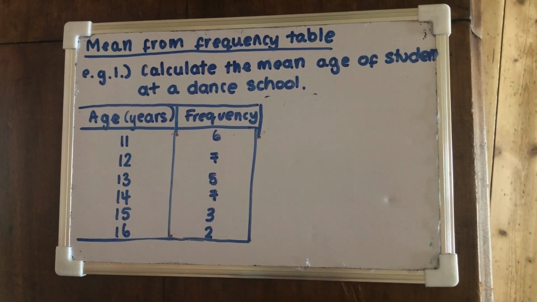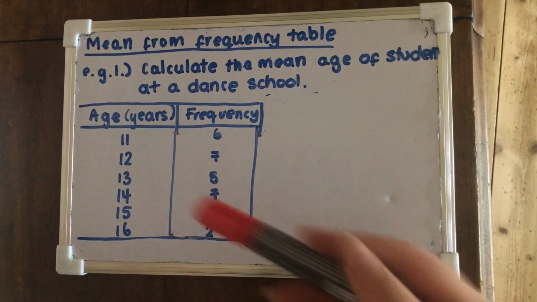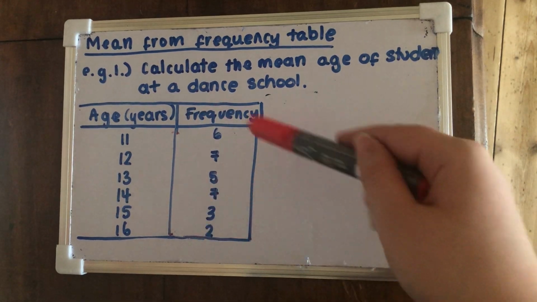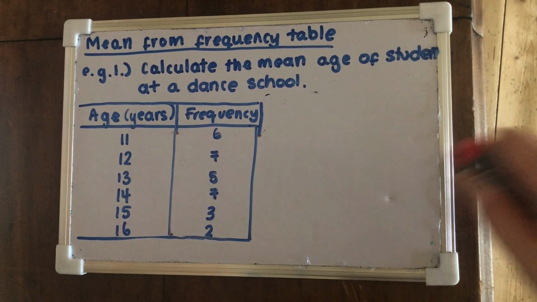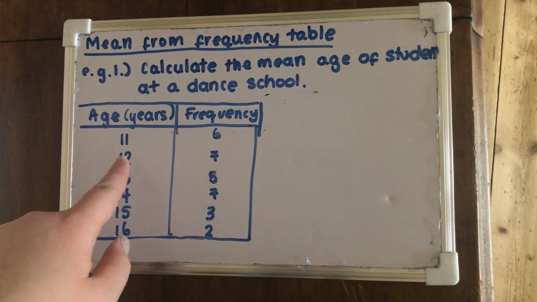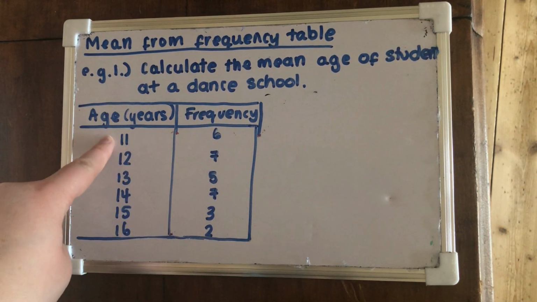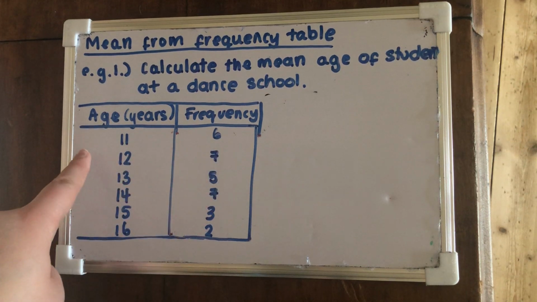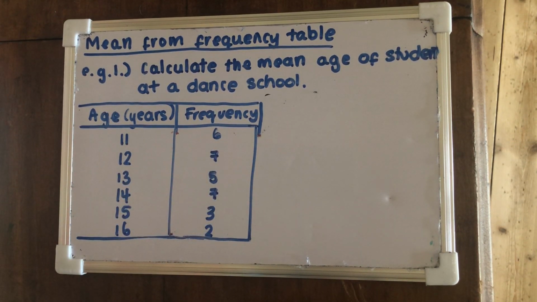Okay, so first thing is just understanding what the table means. So we've got the ages here and the frequency is the number of the children. Okay, so this is talking about children in a dance school. So for the first one, it's saying that there are 6 students that are 11 years old, 7 students that are 12, 5 that are 13, and so on.